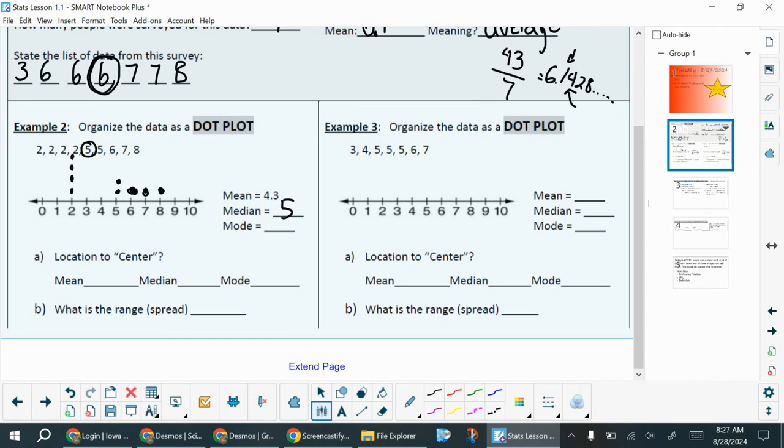And for our mode, on our dot plot, that's really easy to tell. It's 2. Sometimes if our numbers aren't in order in the list, it's hard to tell from that list, but with a dot plot, it's pretty easy to tell which one's the mode.